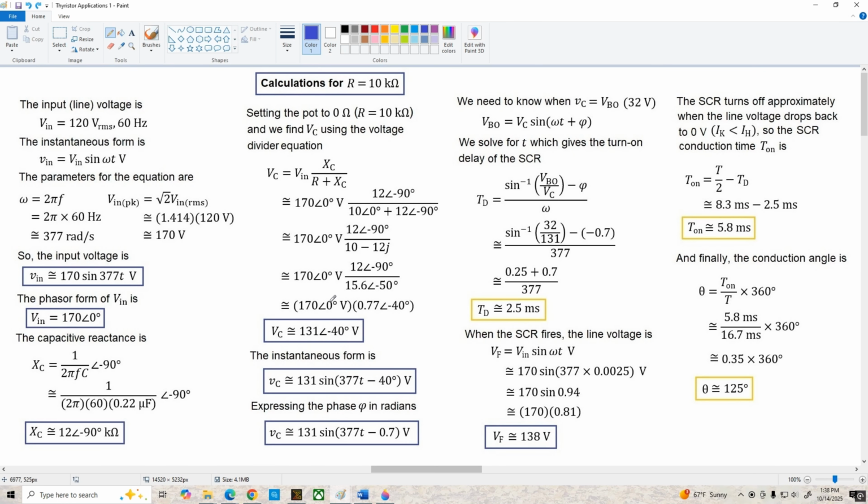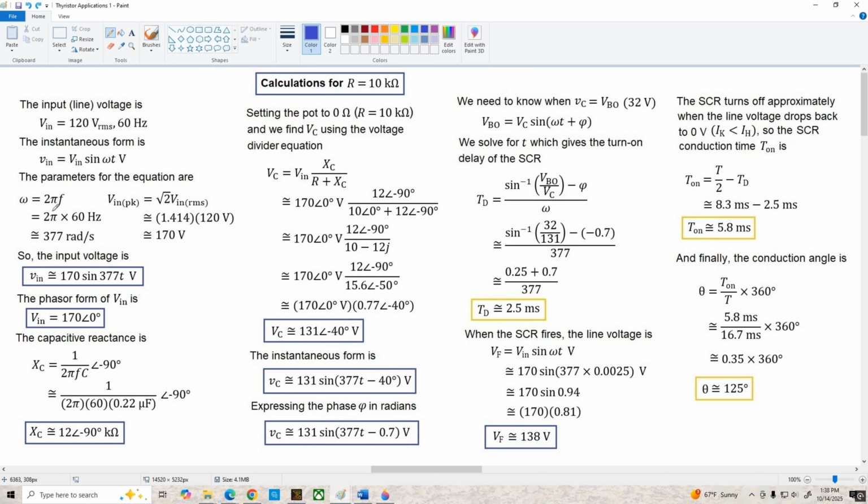What I'm going to do here is just walk through my derivations step by step, and hopefully it'll make sense. We'll start with our AC line, which is 120 volts RMS at 60 Hertz, and the instantaneous form is expressed here, where omega is the frequency in radians per second.